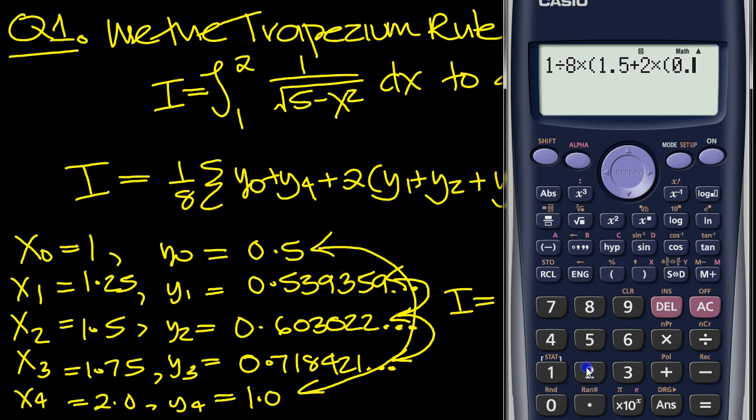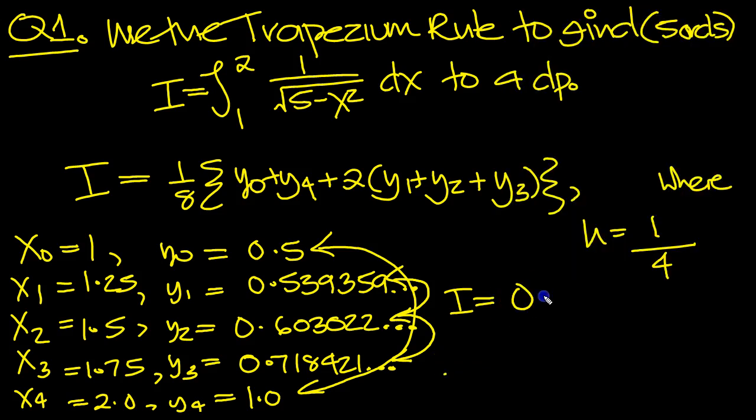0.539359 plus 0.603022 plus 0.718421. Close that bracket, close the bracket for the whole expression, and we get 0.6527 to 4 dp. And that was the 4 decimal places.